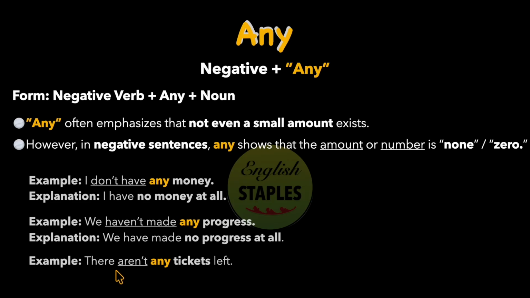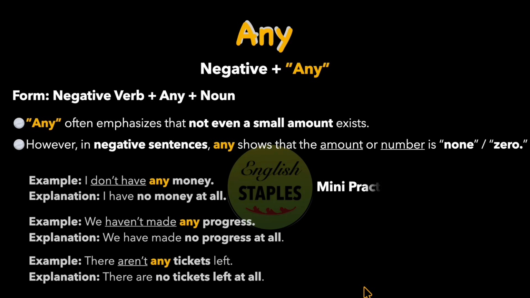Example, there aren't any tickets left. There are not any tickets left. So this also is a negative statement. Aren't is negative. There are no tickets left at all. None. Zero. Zilch. Do you get this?